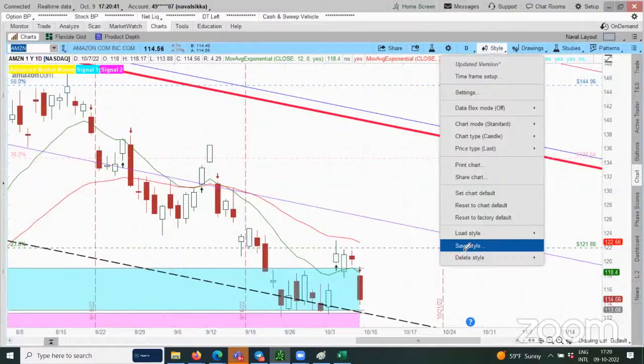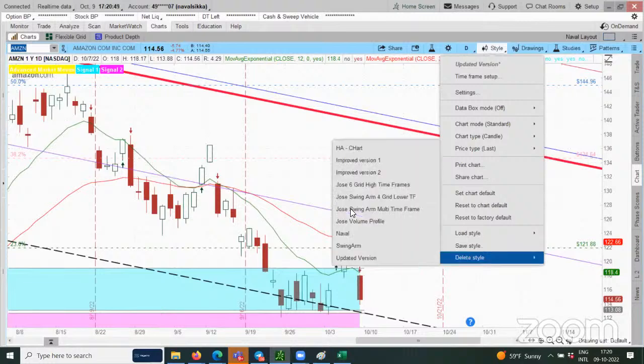Then I wanted to cover price action and regression channels. So Bikram, do you have your TradingView open? If you can share your screen and then we can set that up.